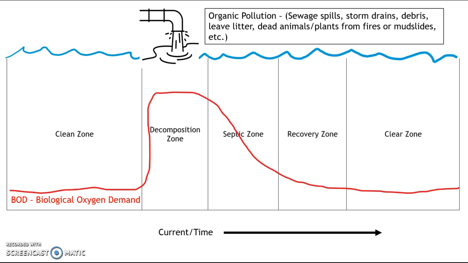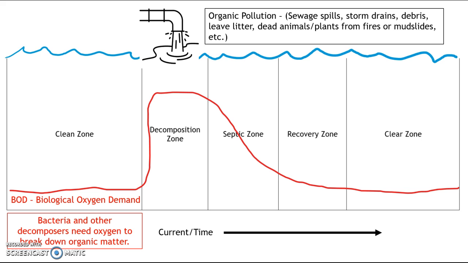So our pollution is being dumped right over the decomposition zone, and what you'll see here with this red line is the BOD, or biological oxygen demand. The biological oxygen demand is the oxygen needed by bacteria and other decomposers to break down organic matter. You can see that in the clean zone, we've got a pretty low level of biological oxygen demand. And then all of a sudden in the decomposition zone, we shoot straight up.